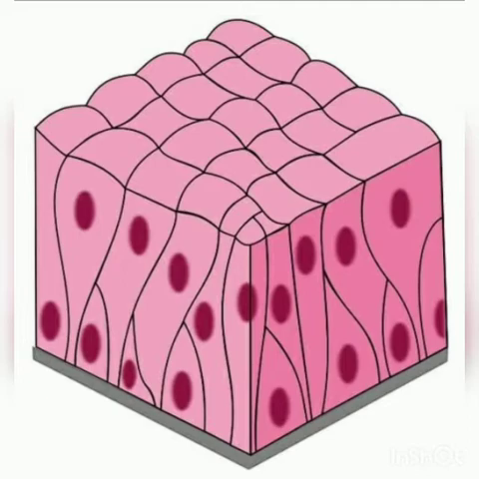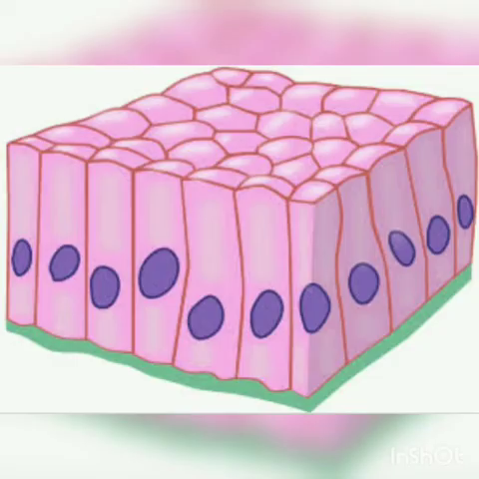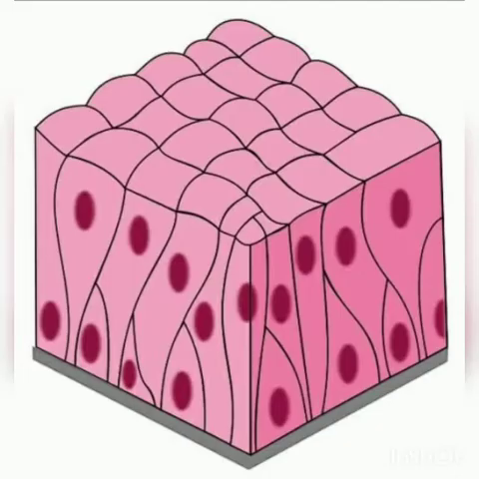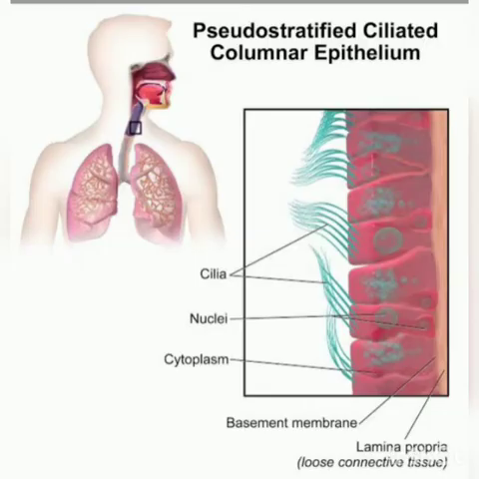ஸோ நம்ம ஏற்கனவே பார்த்துருக்குறோம், காலும்னார் எபித்திலியமில் அப்படியே ஒரே மாதிரி இருக்கும் நியூக்ளியஸ்னு. ஆனால் இங்கே நியூக்ளியஸ் வேறு டிஃப்ரெண்ட் லெவல்ஸில் இருக்குது. Hence it is also called as pseudo-stratified epithelium. It will be asked in 2 marks. And its functions are protection, secretion and absorption. This ciliated forms line the trachea and upper respiratory tract. Ciliated forms இங்கே இருக்கும் trachea, windpipe and the upper respiratory tract.